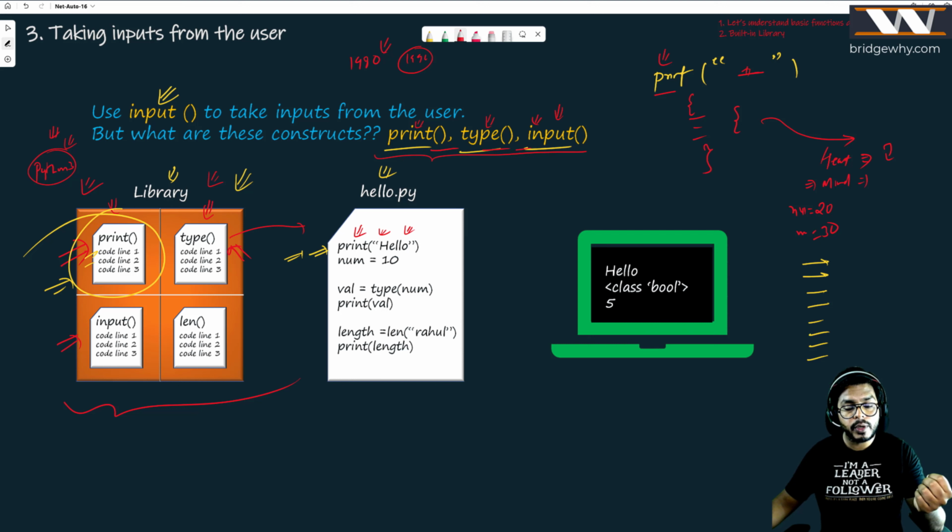For example, if you are using the type function, which is written by somebody in this library. And when you install Python, the entire library comes with it. If your library doesn't have the function which you need, maybe you need to download it from the internet. And believe me, the Python community is huge. So many functions have been written.